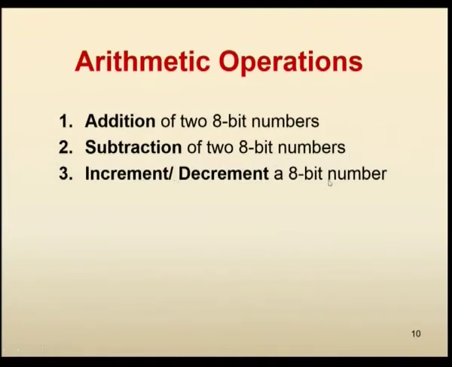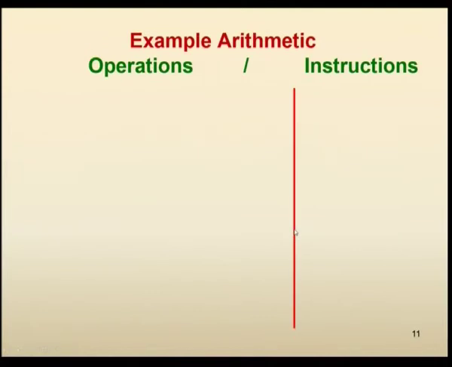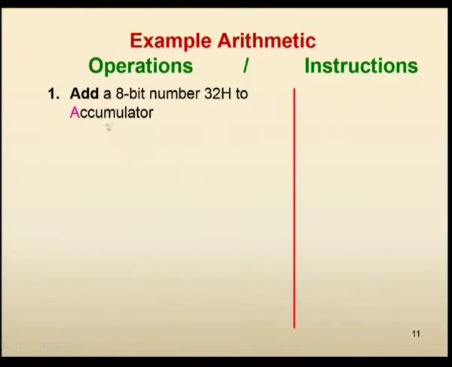So, the contents of the accumulator or any register can be incremented by 1 or decremented by 1. Okay. So, let us see a few examples. So, this is the operation we want to do, and what instructions we have to give. We want to add an 8-bit number, let us say the 8-bit binary number, represented in hexadecimal form, is 32H.